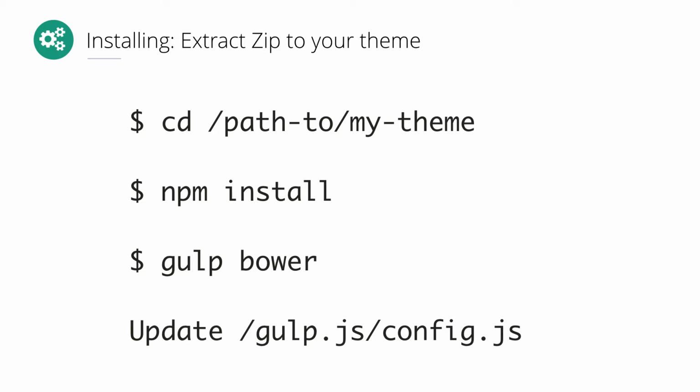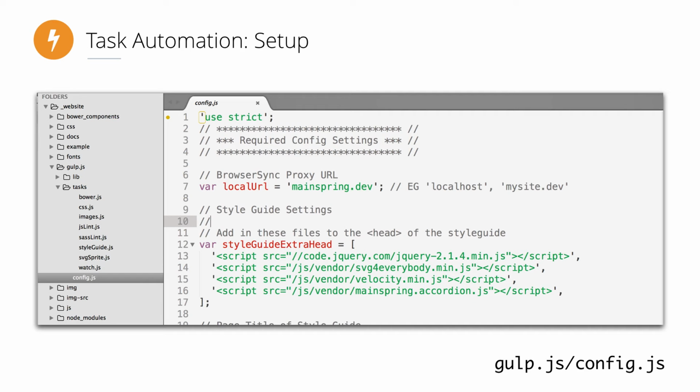Last thing is you need to go into the gulp.js folder inside of that folder, with a config.js file in it. And really, there are only 2 things you have to configure to get this working. The first is to point to the local URL of your development environment. And then the second is to identify some JavaScript files. If you have JavaScript files that you want to show up in your generated style guide, you put them in that scripts style guide extra head folder.